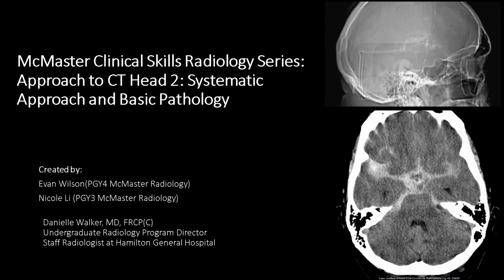So today we're moving on into part two of our CT head component of the McMaster Clinical Skills Radiology series. In part one, I talked about the planes of imaging and the basic anatomy that you'll see on a CT head. If you haven't seen that video or you don't have a good understanding of those concepts already, you can go back and watch that video beforehand to get a primer before we talk about today's approach. Today we'll be going through a systematic approach and some basic pathology that's seen on a CT head with a focus on acute pathologies.